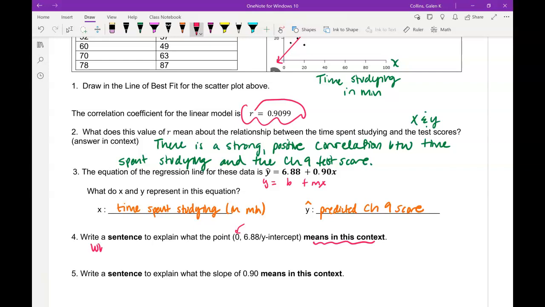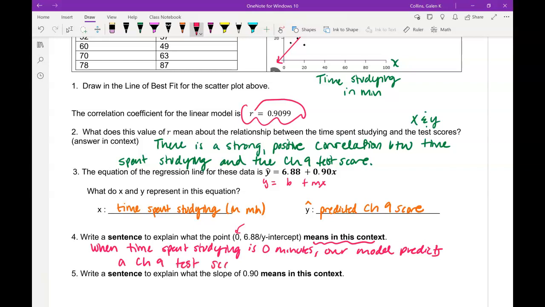So when time spent studying, remember this is x, so when time spent studying is 0 minutes, our model predicts a Chapter 9 test score of 6.88. So not a very good outcome for students who didn't study for this test.